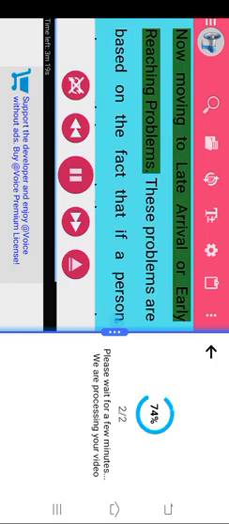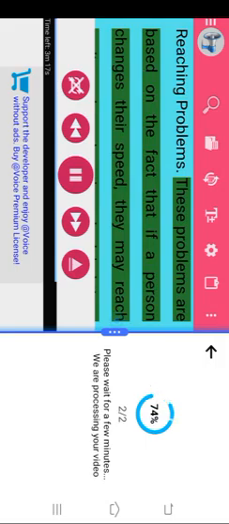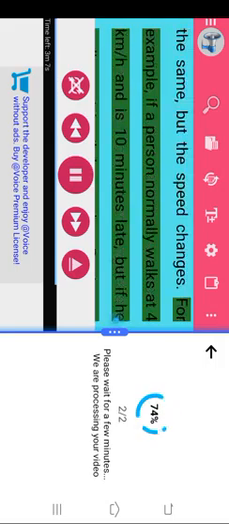Now moving to late arrival or early reaching problems. These problems are based on the fact that if a person changes their speed, they may reach earlier or later than the scheduled time. The key idea is that the time difference remains constant and the distance is the same, but the speed changes. For example, if a person normally walks at 4 kilometers per hour and is 10 minutes late, but if he walks at 6 kilometers per hour he reaches 5 minutes early, the total time difference is 15 minutes. Convert that to hours.